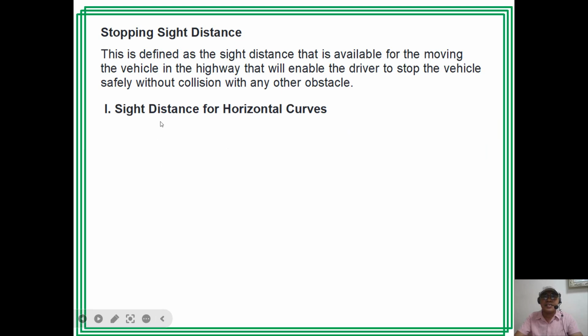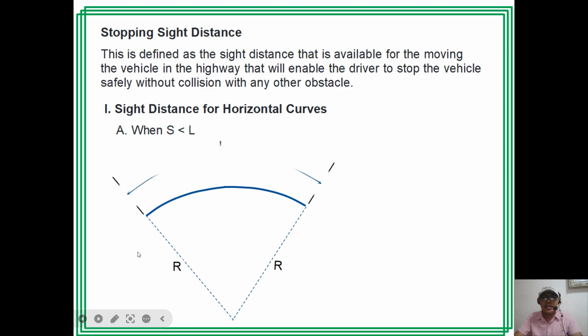So let us have first the sight distance for horizontal curves. We have two cases here. The first is when the sight distance is less than the length of the curve. If we have a curve here from PC to PT, we have the length L of the curve. By the way, the figure here assumes that the curve is the center line of the highway curve. So that is at the center line.